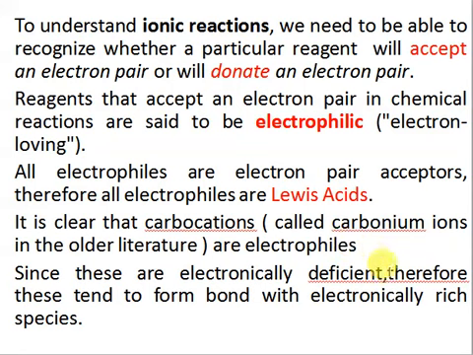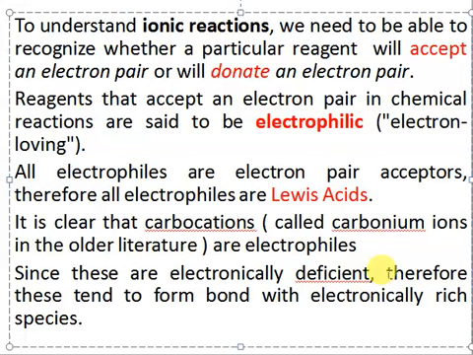So since they're electronically deficient, they tend to form bonds with electronically rich species, right? If there is a deficiency, it's natural for the deficient center to seek something which is electronically rich. So electrophiles are electronically deficient, which is why they accept the electron pair. Since they are electronically deficient, they are attracted towards something which is electronically rich.